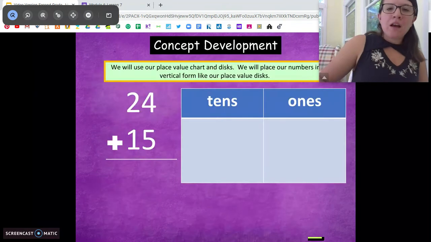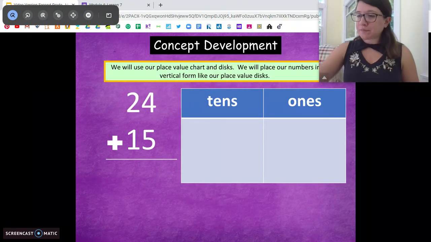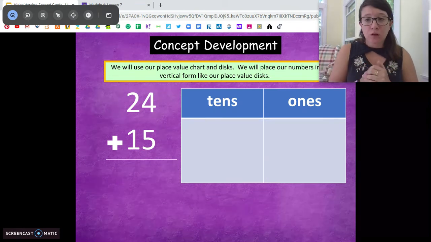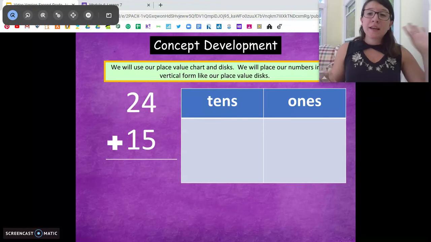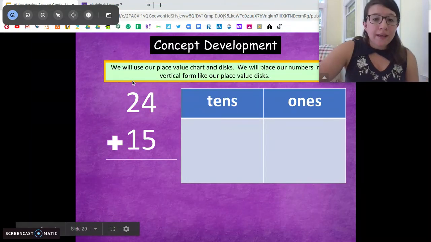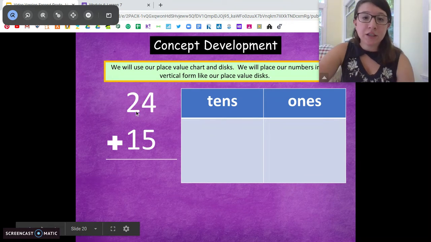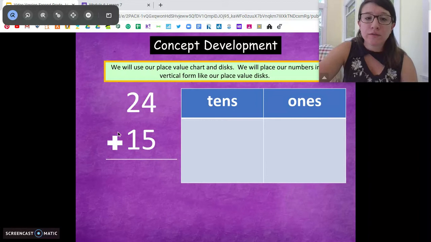Awesome job. All right, take out your place value chart and your place value discs. And I'm going to teach you how to solve using the vertical method. We're going to use both numbers and our place value discs for this. So when numbers are written like this, it's just saying 24 plus 15. Okay, even though it's written on top of each other, that's still what it's saying.